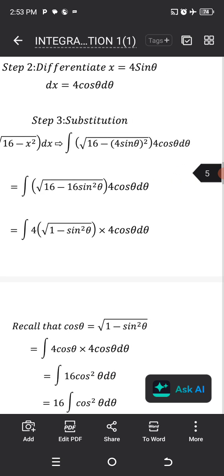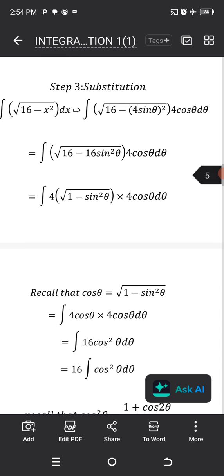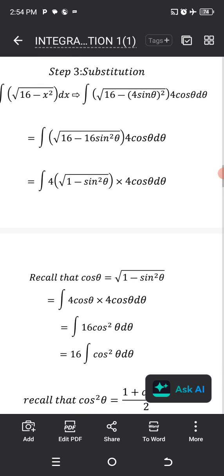So the integral of the square root of 16 minus x squared dx is now the integral of the square root of 16 minus (4 sin theta) squared, multiplied by 4 cos theta d theta. So we have the integral of the square root of 16 minus 16 sin squared theta multiplied by 4 cos theta d theta, which eventually gives us the integral of 4 square root of 1 minus sin squared theta multiplied by 4 cos theta d theta.